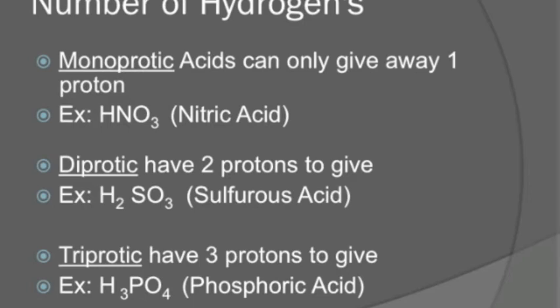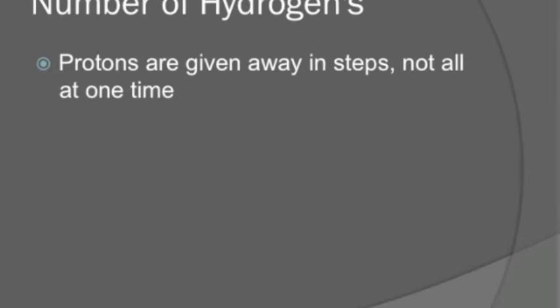A diprotic can only give away 2 protons, and a triprotic can only give away 3 protons, and there's an example of all 3 of these below. You should also know that protons are given away in steps. They won't be given away all at one time, but over a period of time.